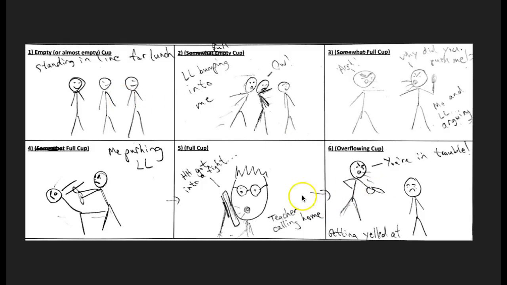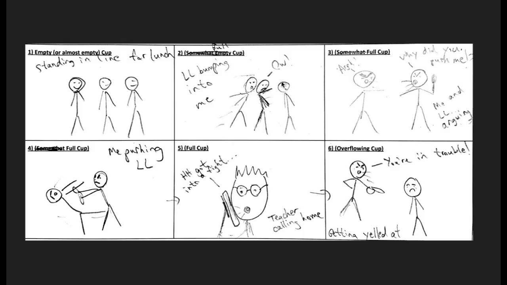So for instance, I probably couldn't stop the teacher from making that particular phone call or me getting in trouble here. What I could have done is stopped here. I definitely could have done something to keep myself from pushing LL, could have done something to not have flown off the handle and assumed that they're pushing me. I could have responded differently here when LL bumped into me. There's a lot I could have done to change things, and that's how a backwards reflection works.